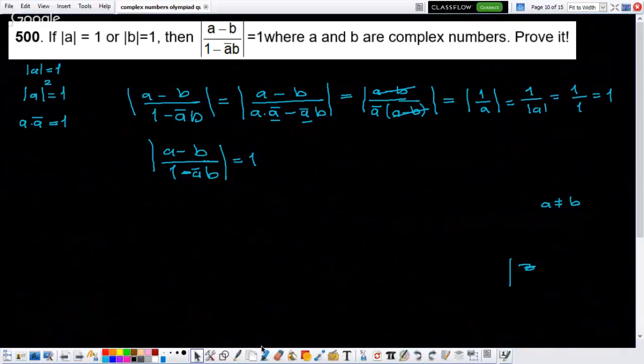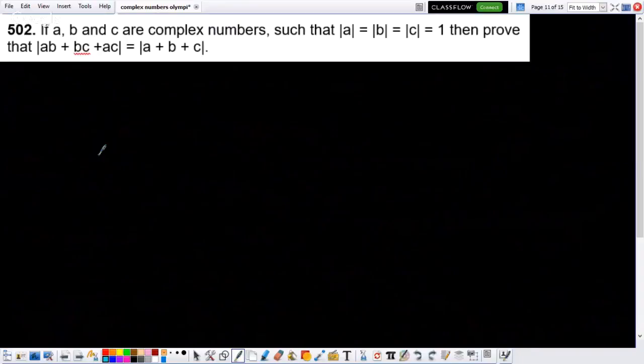I wanted to explain this one. The module of Z1 over Z2 is equal to the module of Z1 over the module of Z2. Okay. Let's continue with the new solution.